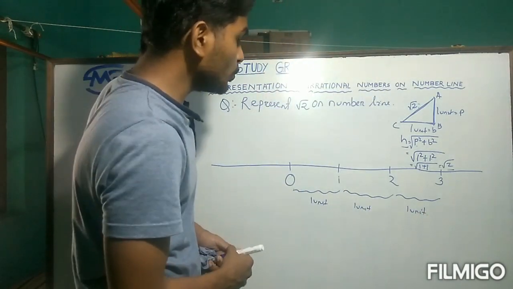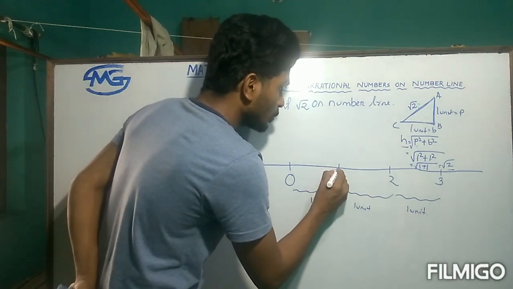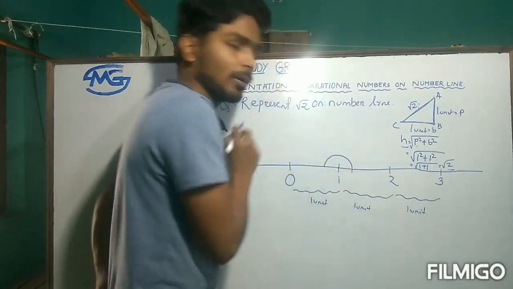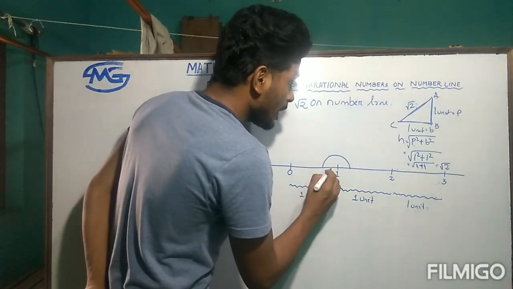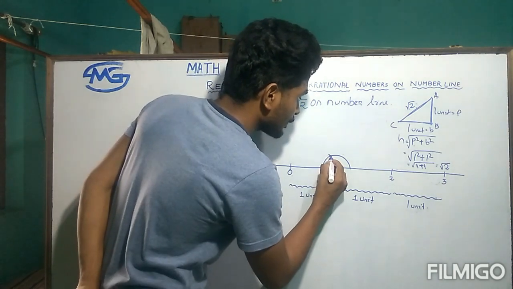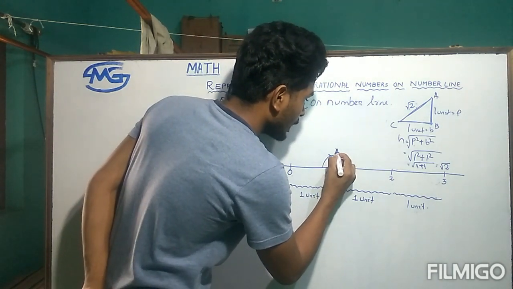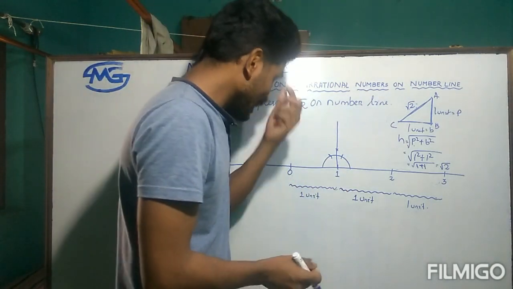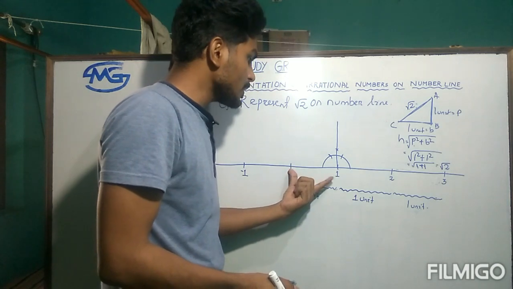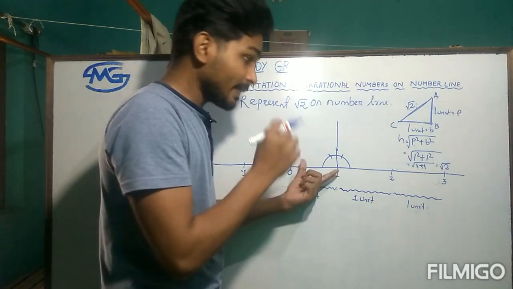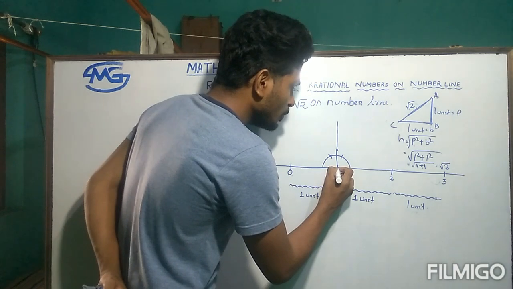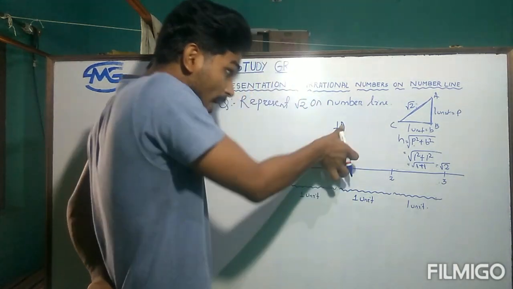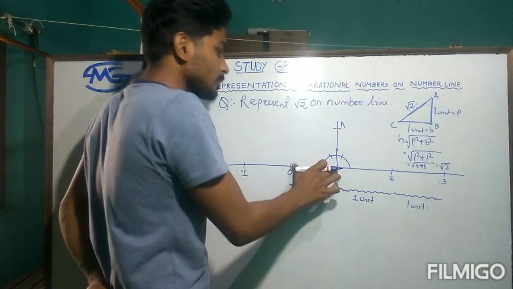Then what will we do? We will make an arc at the point 1. At 1 we will draw a 90 degree angle. This is a 90 degree angle. Then what will we do? We see the distance from 0 to 1 is fixed. We will make a distance. Here we mark a point A such that the distance from 1 to A is equal to the distance from 1 to 0.